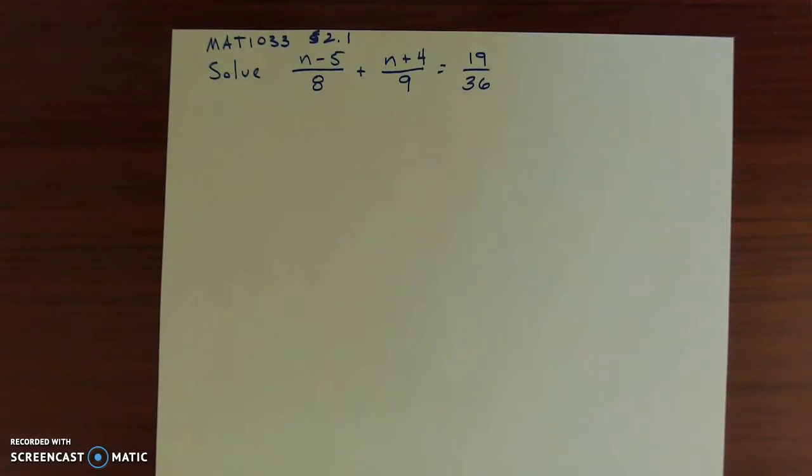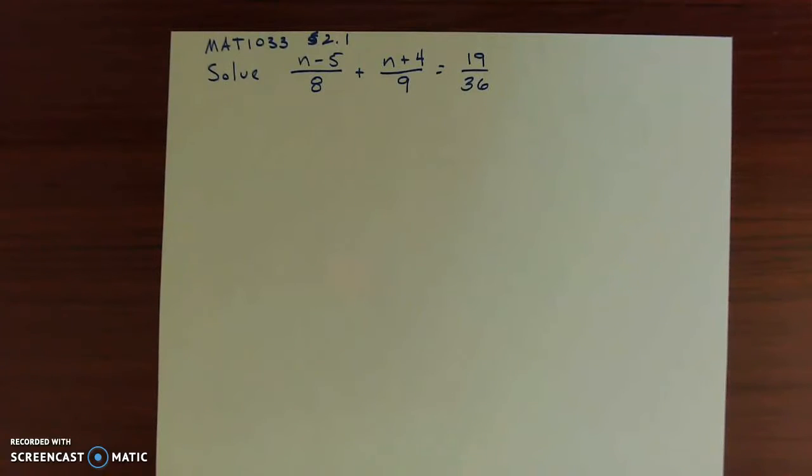So I've been getting a few questions on solving equations involving fractions from section 2.1. So let's just do an additional example with that. This is one that's similar from your 2.1 practice problems. We want to solve this equation for the variable n.